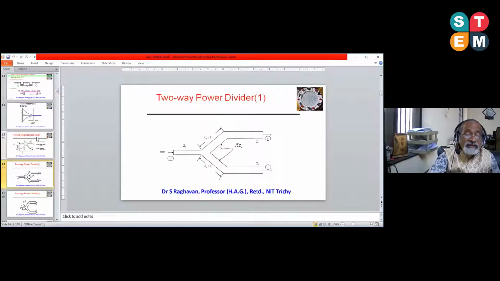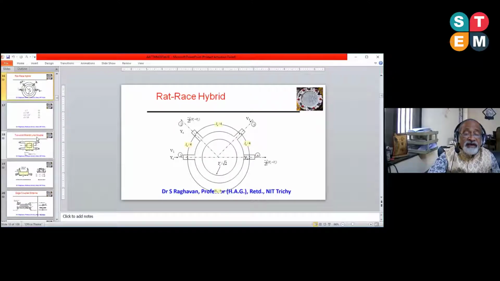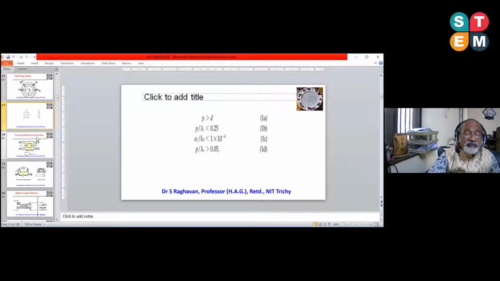So this is another example. Here it is lambda g by 4. That only connects between two impedances. And if you take the square root of that, you get root 2 times Z net. This is another example where lambda g by 4 plays a big role, in the power divider. And again, this is a rat race hybrid. The upper one is 3 times lambda g by 4, the lower one is 3 times lambda g by 4. So this is the rule. Everything is in lambda g.